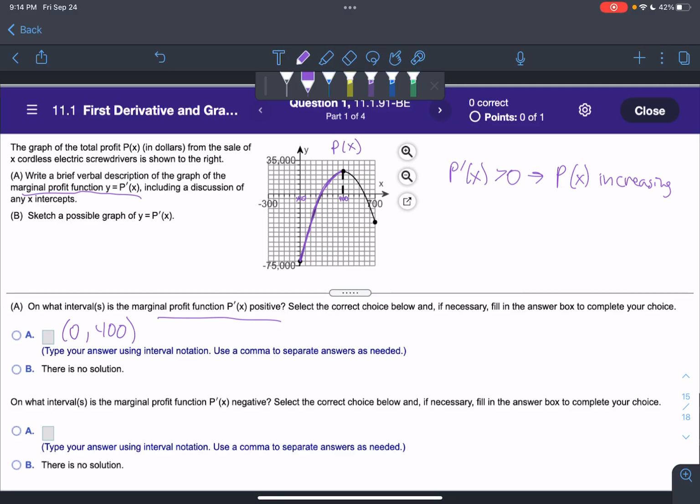And then we want to know when my derivative, or my marginal profit, is negative, which means that my profit is decreasing. And so now this is the other side where it's going downwards from left to right. So this is the other half of our interval, 400 to 700.